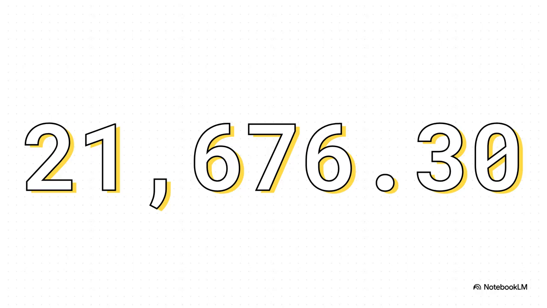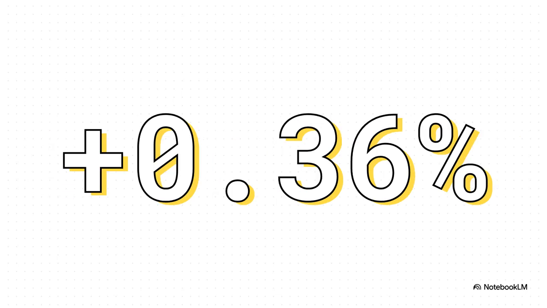So you'll see a number like this one, 21,676.30. This is the final closing value for the main index on this report, the All-Share Price Index for September 29, 2025. It's the final score. But on its own, a big number like this doesn't really tell you much, does it? We need some context.